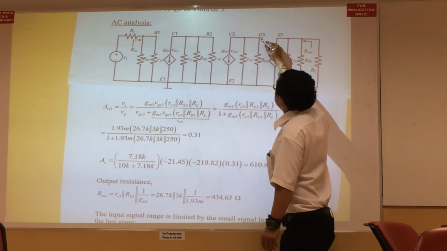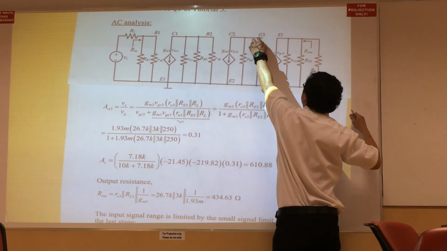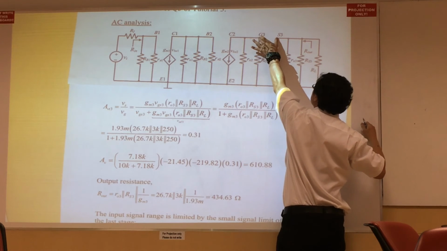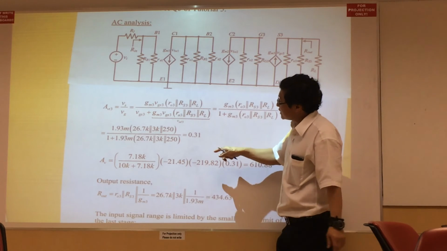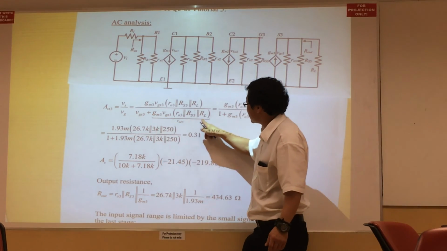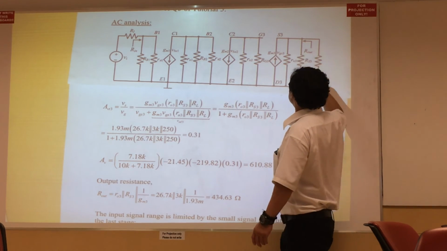Now the voltage at the gate is equal to the voltage drop across VGS plus the voltage at the source towards ground. So VGS plus the voltage from the source towards ground, which is this current flowing through these resistors.